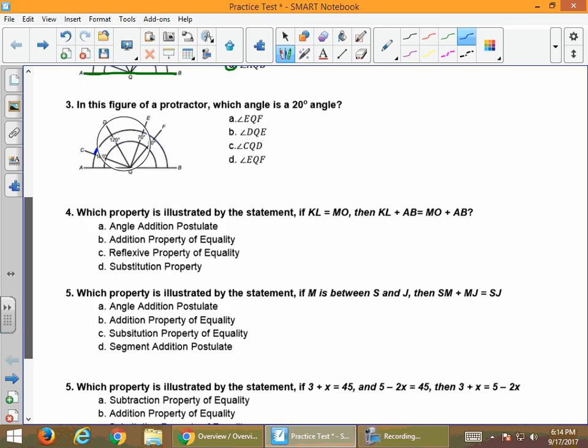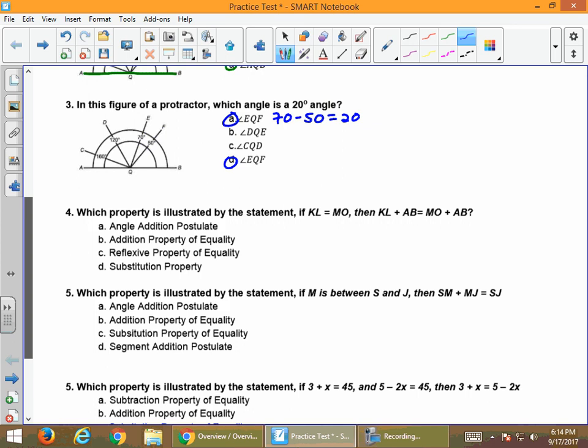So what I'm looking for is it wants us to find a 20-degree angle. So really what I'm going to do is I'm going to just do a little bit of subtraction here. So EQF is the difference between a 70 and a 50. So that is a 70 minus a 50, which is 20. So that one is a 20. And you may notice answer choice D is also EQF. So you could have picked either A or D, or maybe you would have circled both of them.